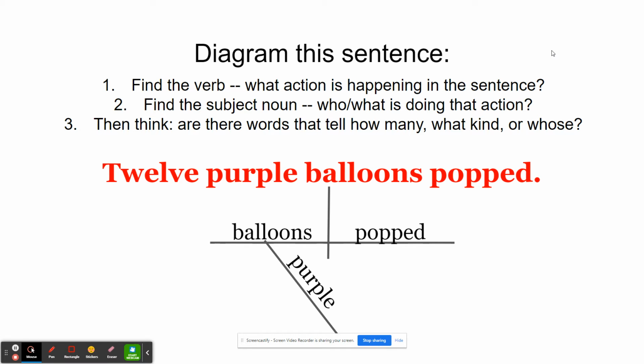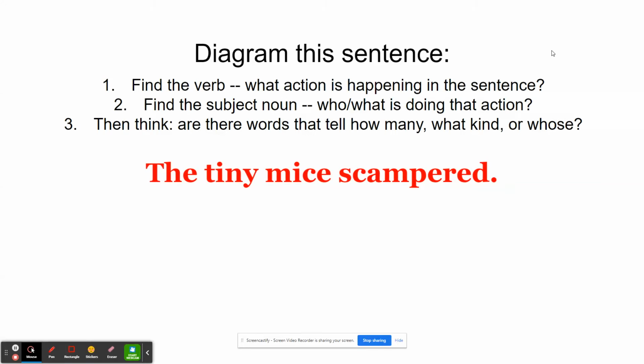Any other words that tell how many, what kind, or whose, Amira? 12. Where did you put 12, Amira? Under balloons, right? It tells how many balloons. 12 purple balloons popped. There is our diagram. Nice job. Go ahead and erase that. We're going to the next one. If we keep up this good work, scholars, we should get these through just fine and be on time for recess. Here we go. Next one.